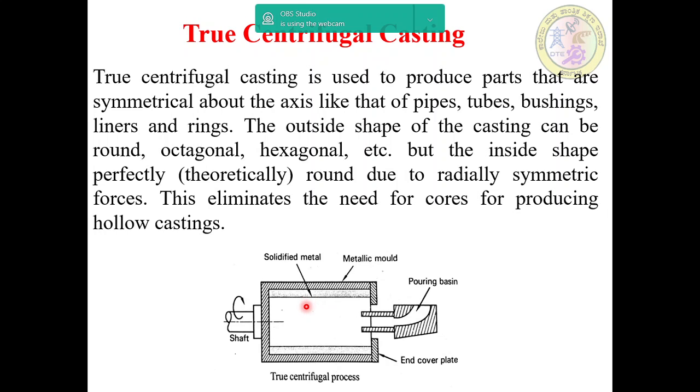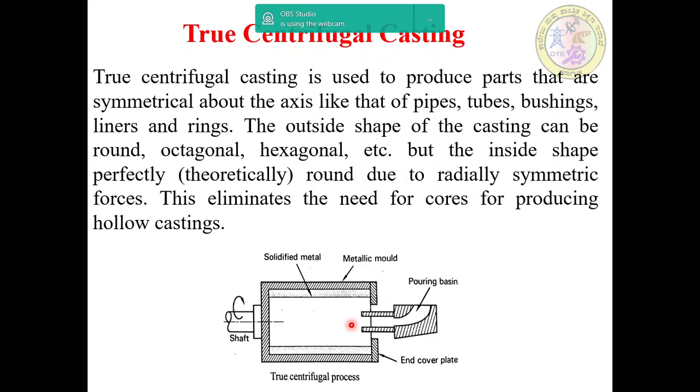here the metal is poured into the mold, and the centrifugal force of the rotating mold throws the liquid metal towards the mold wall and holds the molten metal until it solidifies. After it solidifies, this is the solidified metal, that is on both sides you will get. And then the mold can be rotated either horizontally or vertically. In this I will show a horizontal sketch. It may be horizontal or you can use vertical also.